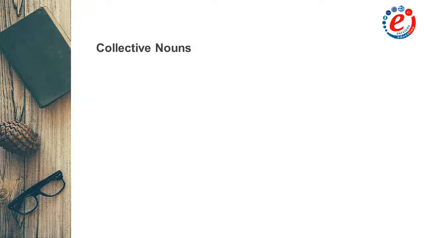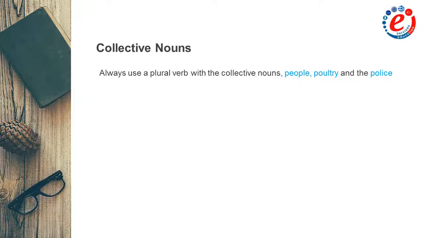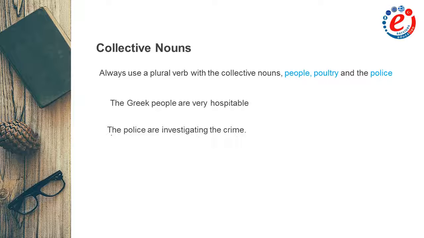Certain collective nouns, though, can only be plural, such as people, poultry, and the police. For example, the Greek people are very hospitable. And, of course, the police are investigating the crime.